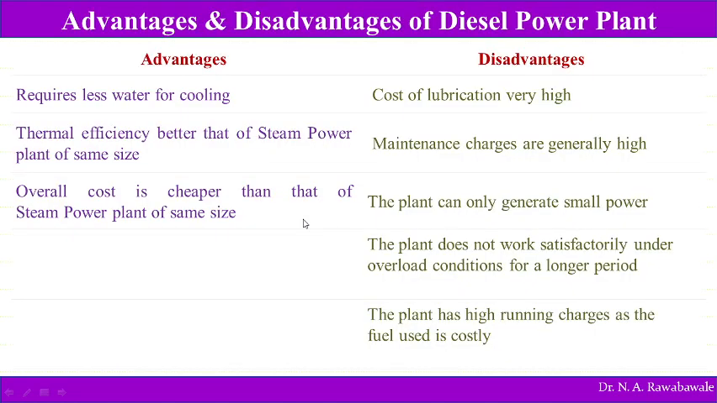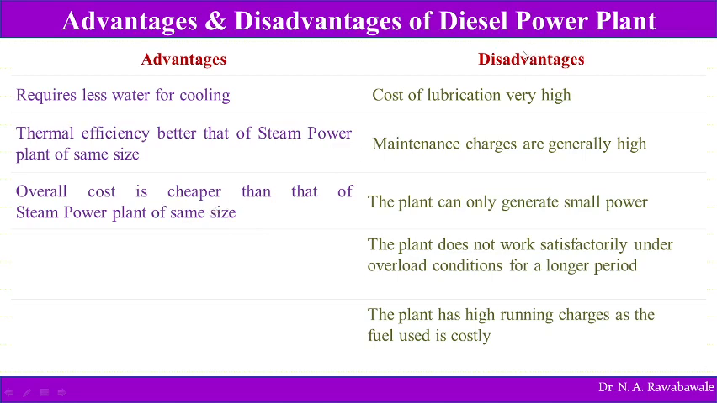Now coming to the advantages and disadvantages of the diesel power plant. This diesel power plant requires very little space. Generally we have a diesel generator in our campus or anywhere, so it requires very little space. Then thermal efficiency is better than a steam power plant of the same size. So the thermal efficiency of a diesel engine power plant is better compared to the thermal power plant. Then the overall cost is cheaper than that of a steam power plant of the same size. So the cost of a diesel power plant is also less.